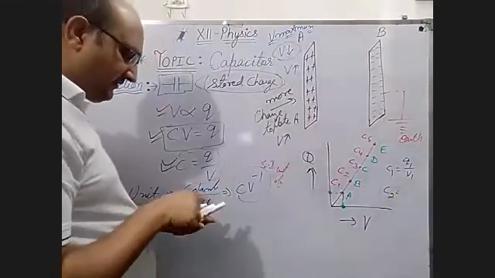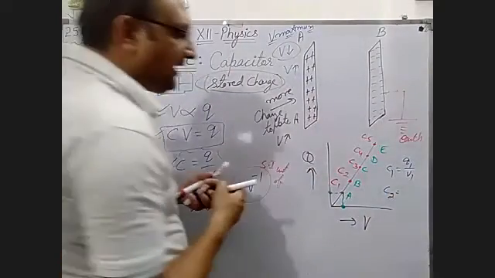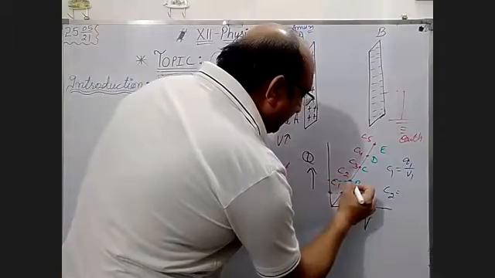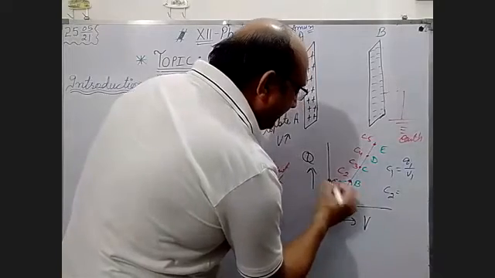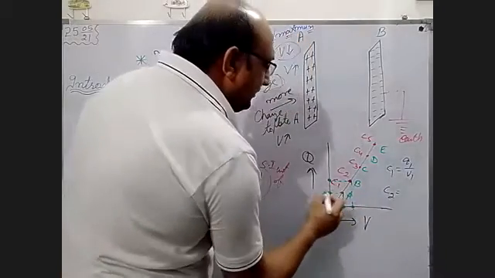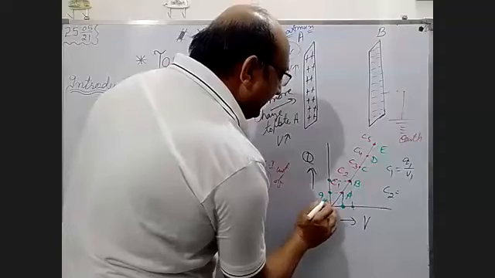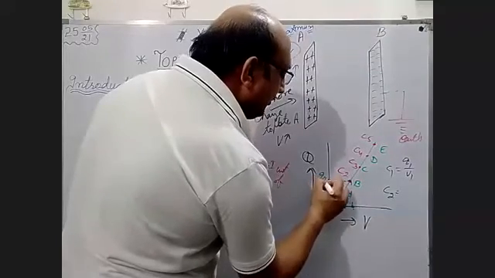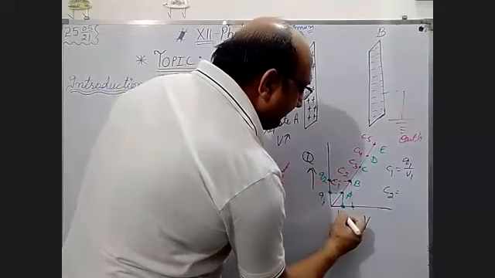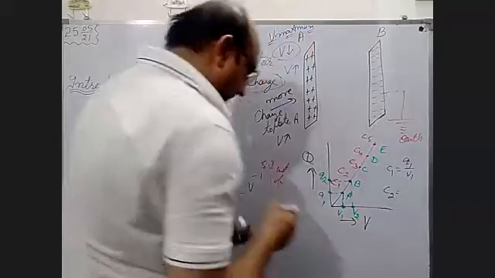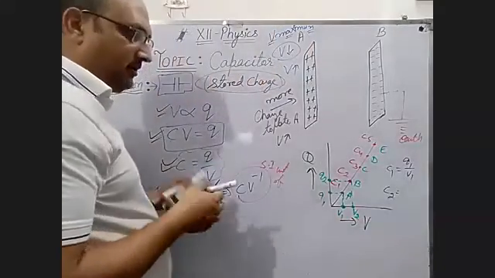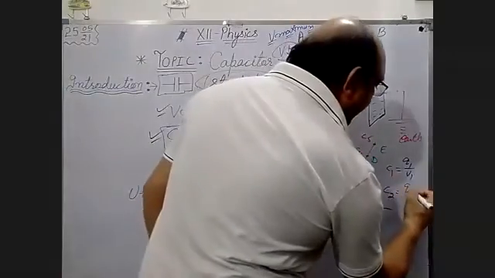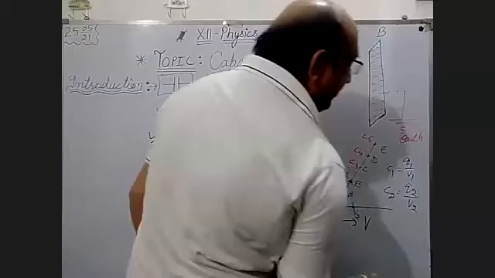Now take another value at C2. How can you take this value? By drawing perpendicular on Q and V axis, then from there you can take the value of Q2, and here this value is V2. Now we can calculate the value of C2 by taking the ratio of Q2 upon V2.